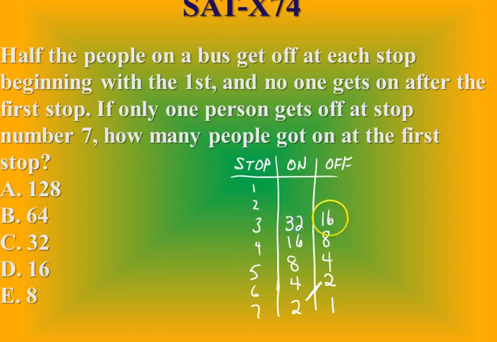Remember that 3rd column is always half the 2nd column. Up to the 2nd stop, 32 got off, which means there were 64 on. Again, half got off. 64 got off on the previous stop, the very first stop, which means there were 128 people on. So working backwards, you can just work your way up and see that pattern, and you'll get the answer of 128.